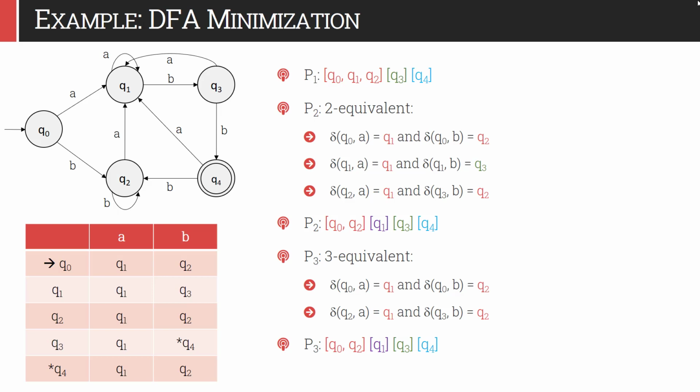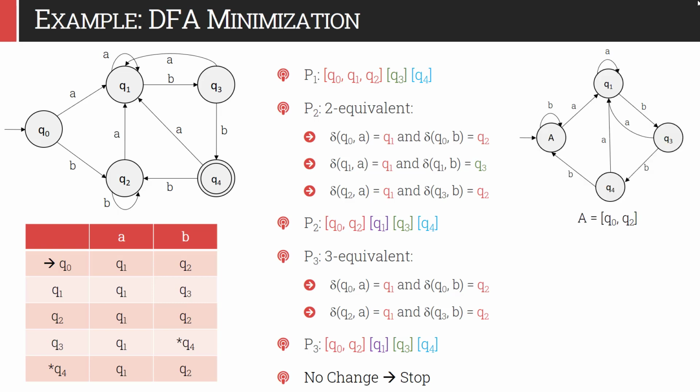We have to consider Q0, Q2 as the same state, as a single state, or we can rename it and we can draw the DFA for that. So right now there is no change in P2 and P3, so we will stop and we will draw the state transition diagram for that.